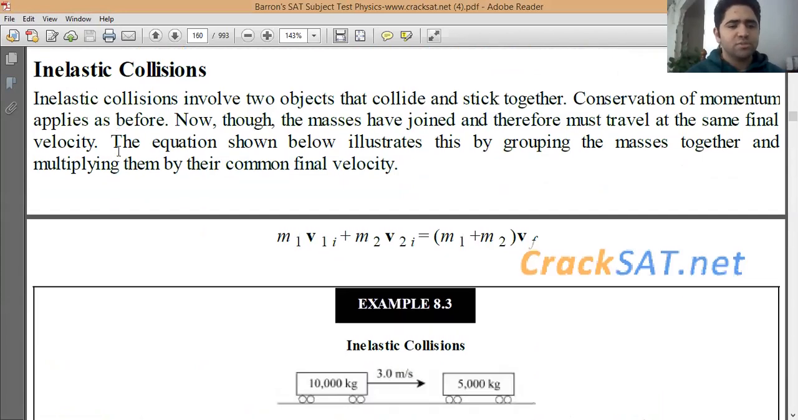Inelastic collisions. Inelastic collisions involve two objects that collide and stick, and they will stick to each other. So the first example we take is they hit, they leave. No, this is going to be an example where we have a static object or moving. It doesn't matter. But what matters is they will hit each other, and there will be one dominant object that will take the other object with it and move with it.